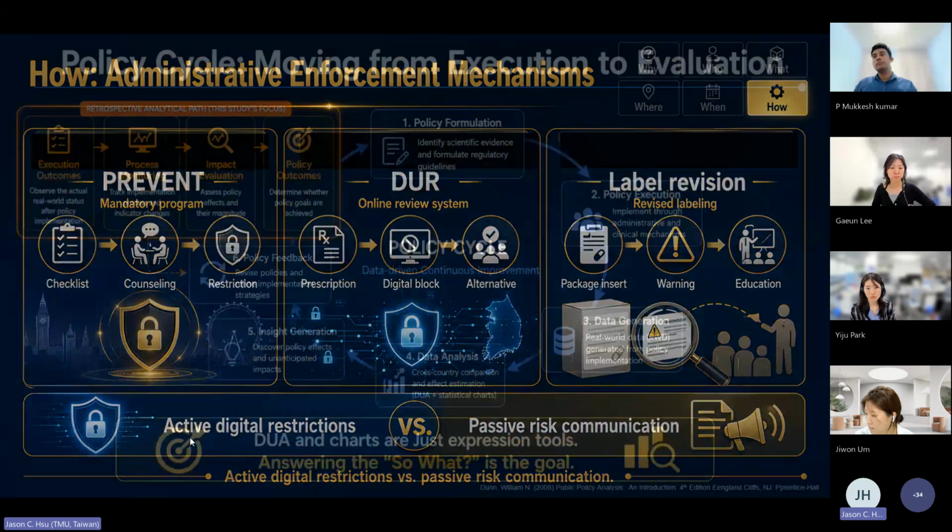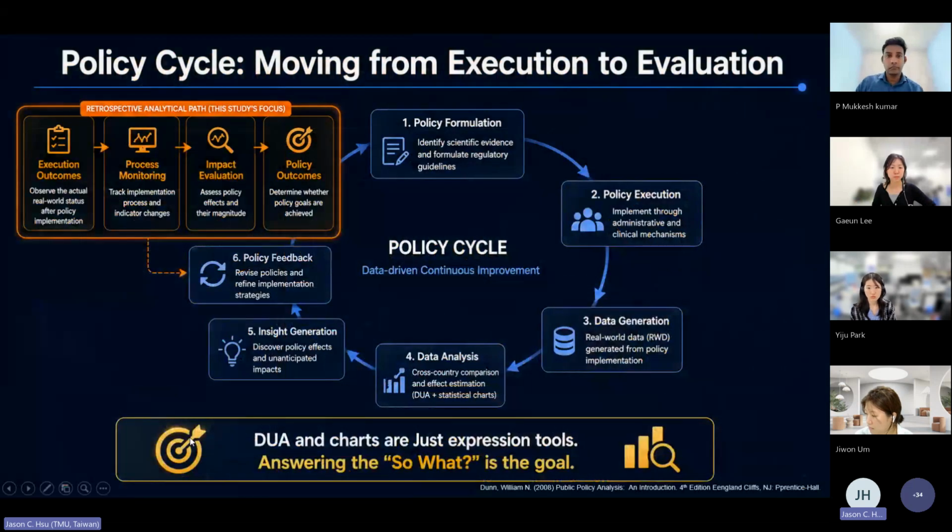And so now, what is the underlying research logic for our study? Okay, so we are moving from the policy execution to retrospective analytical evaluation, and many big data studies fall into the trap of showmanship, simply showing they can process millions of records and draw beautiful statistical figures. But we need to think that the big data analytics and the figures are merely expression tools.